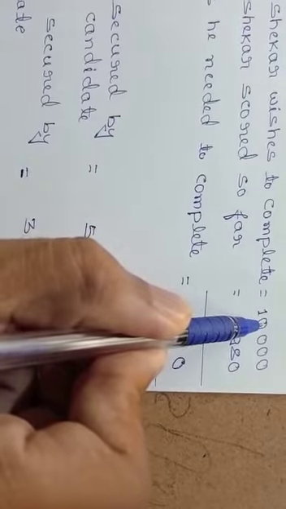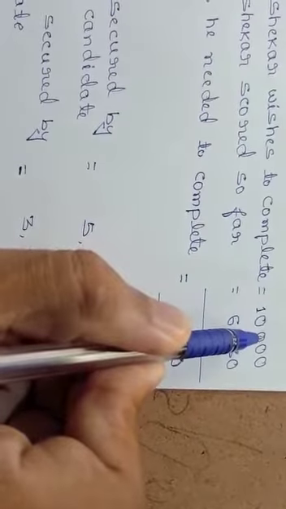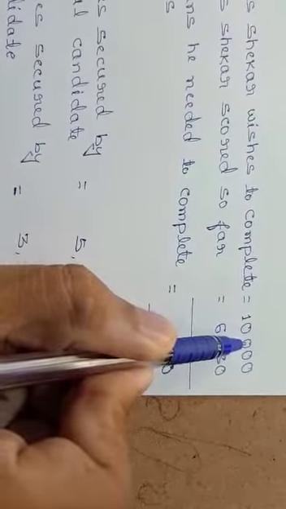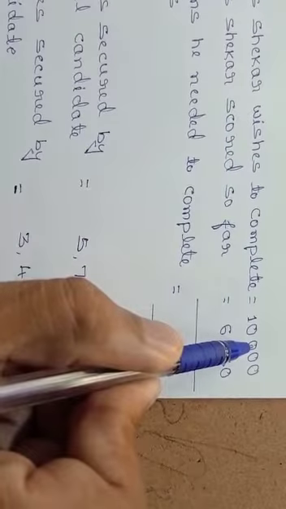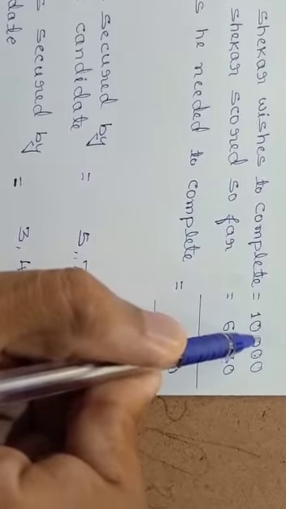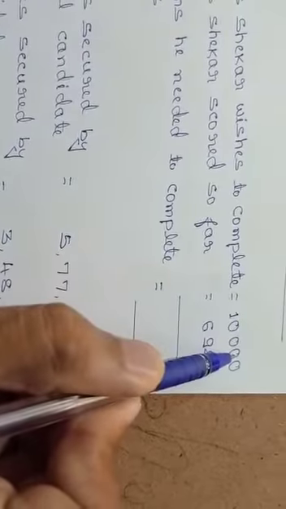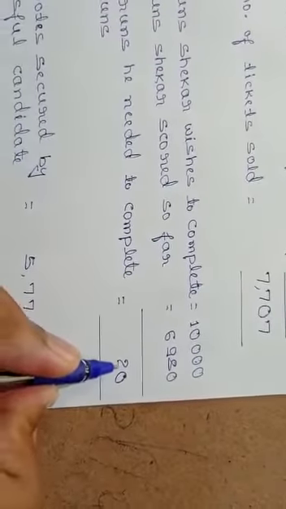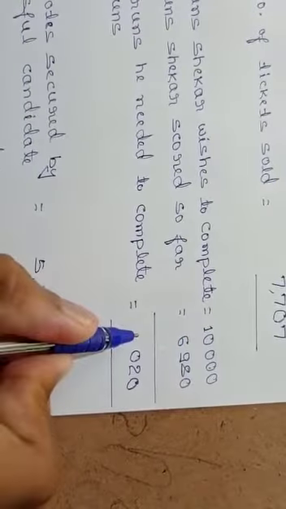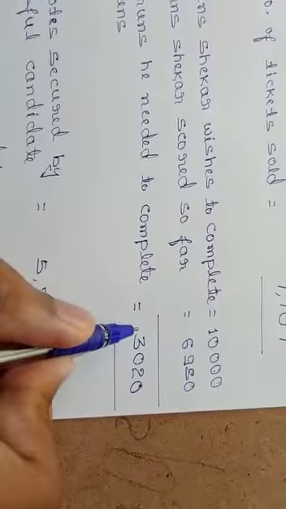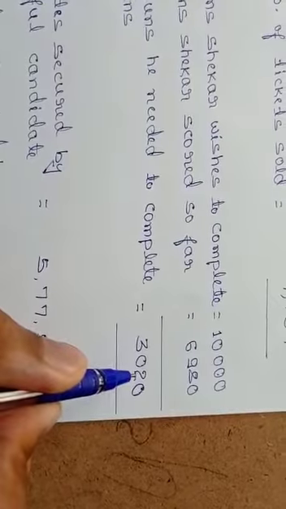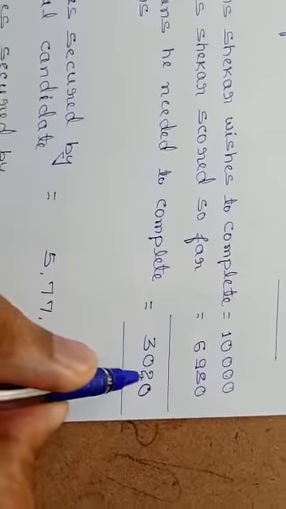If we borrow 10 from here, this number becomes 9. Here 10 becomes 9, this becomes 10. So this is 10, this is 9, this is 9 and this is 0. 10 minus 8, 2. 9 minus 9, 0. 9 minus 6, 3. So here 0, don't write 0. 3020. Shekhar needs 3020 runs to complete 10,000 runs. Okay, this is the answer.